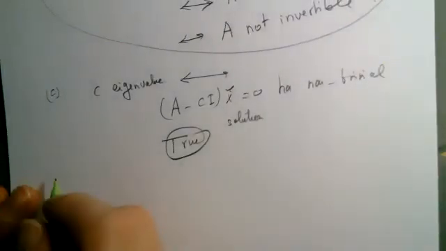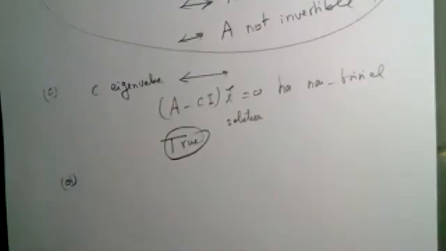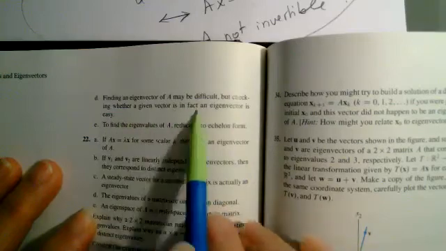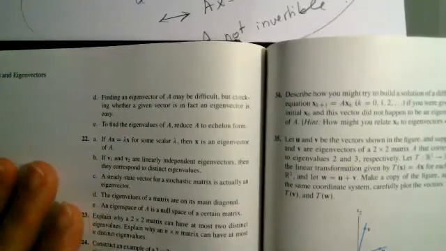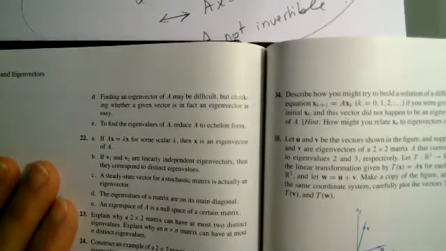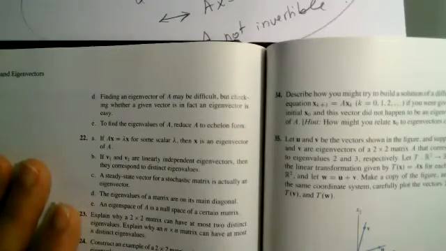And finally, D tells me the following. I will not write it, but I want your answer, but I will read it very carefully, very slowly actually. It tells me that finding an eigenvector for A may be difficult, but checking whether a given vector is in fact an eigenvector is easy. Is it true or false? Back to you. So finding the eigenvector is maybe hard, but checking whether a vector is an eigenvector is rather easy. True or false?